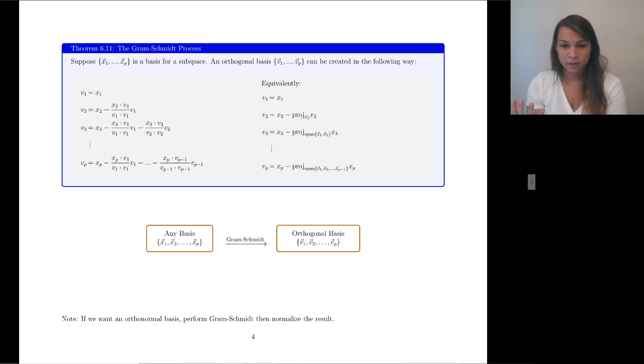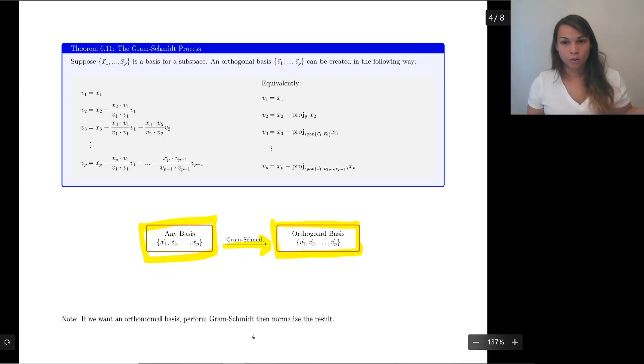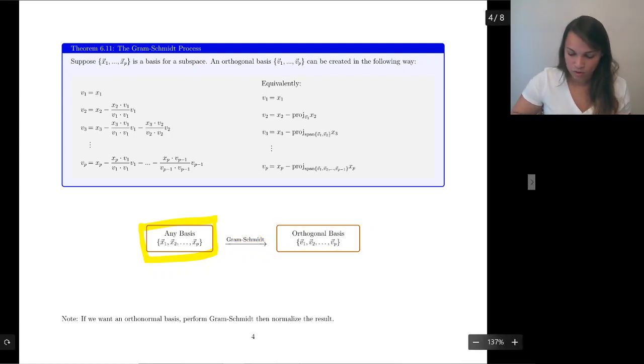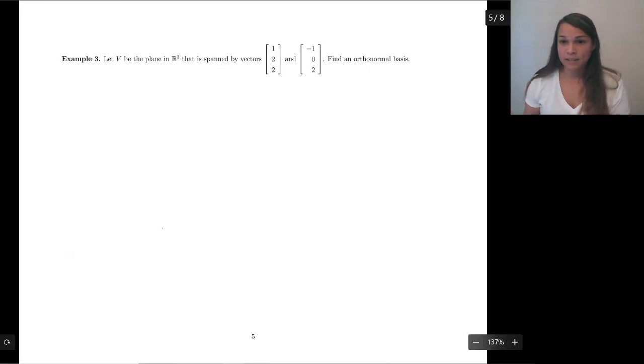So big idea for Gram-Schmidt: you take any basis, you do some Gram-Schmidt, and you get out an orthogonal basis. Quick note, we can actually get an orthonormal basis very easily if you just do Gram-Schmidt and then you normalize all the vectors in your result, because then it would be orthonormal. Okay, so let's take a moment and see this work. In our next example, we have a plane that is being spanned by two vectors, and we want to find an orthonormal basis instead of the two vectors that they've given us.